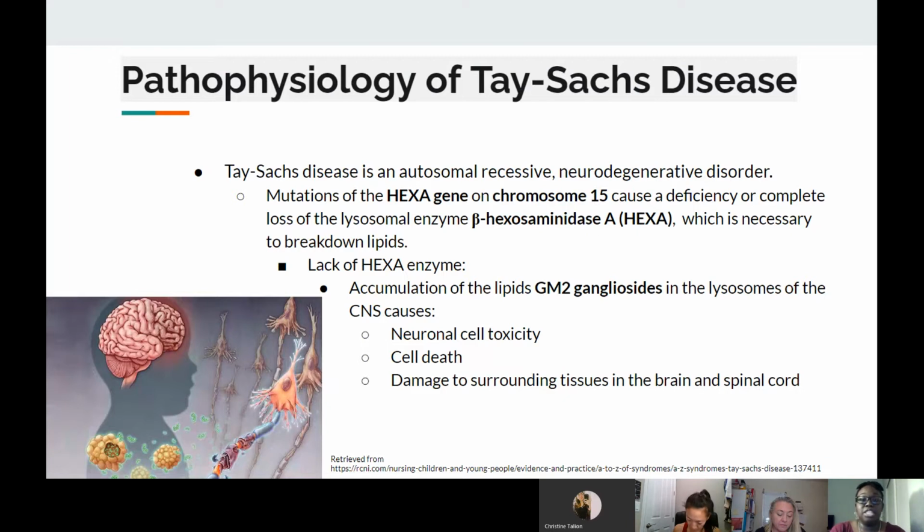For the pathophysiology, Tay-Sachs disease is a neurodegenerative disorder, and it consists of mutations on the HEX-A gene on chromosome 15, and it causes a deficiency or complete loss of lysosomal enzyme beta-hexosaminidase A, which is necessary for the breakdown of lipids. The lack of HEX-A enzyme causes an accumulation of lipids, the GM2 gangliosides, in the lysosomes of the central nervous system, and that causes neural cell toxicity, cell death, and damage to the surrounding tissues in the brain and spinal cord.